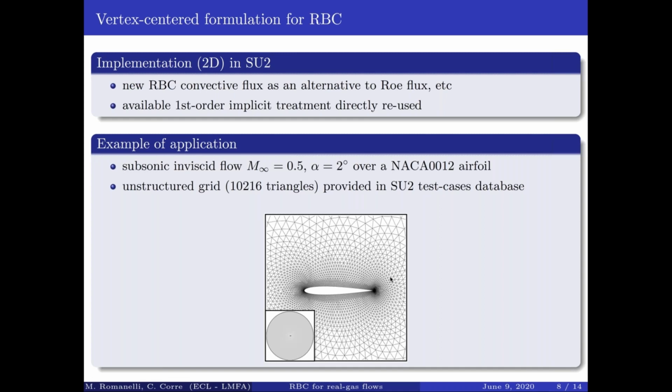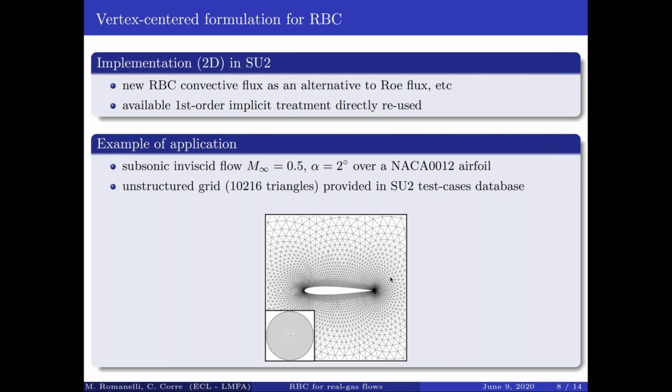So it's proposed as an alternative to the Roe flux. And one other key point is we made nothing specific for the implicit treatment. We directly reused the available implicit treatment. I'm just going to show one result. We have made, of course, several other calculations. I'm just going to show one which exemplifies what we can achieve.